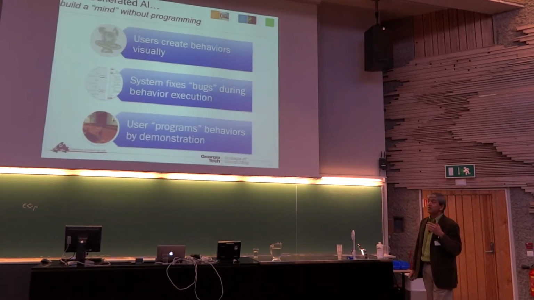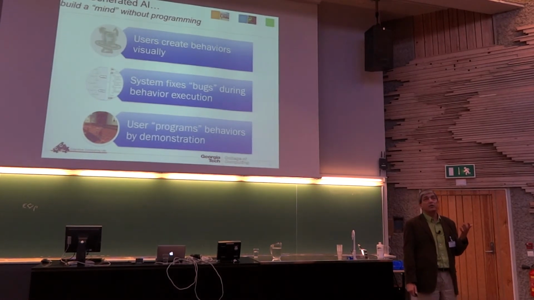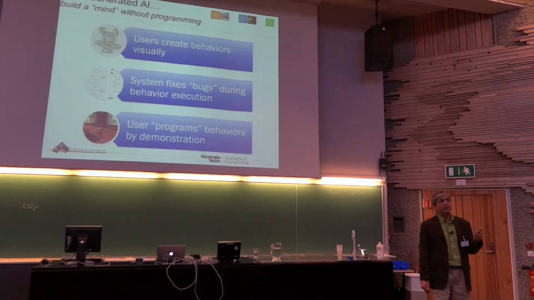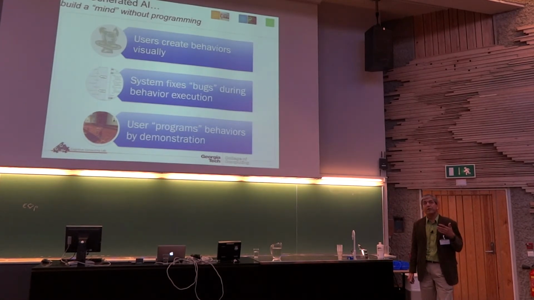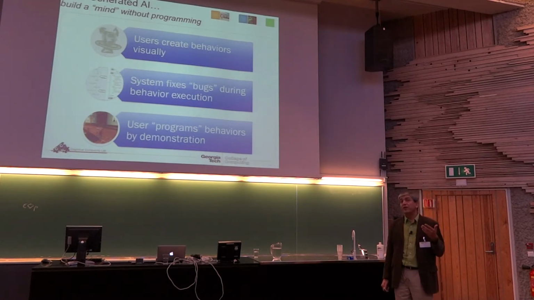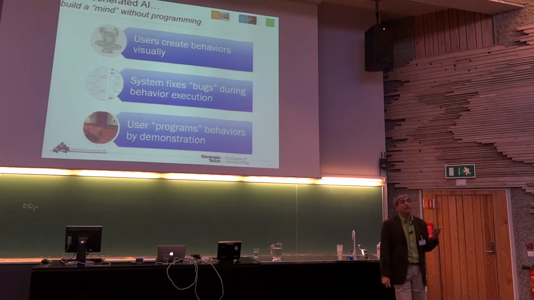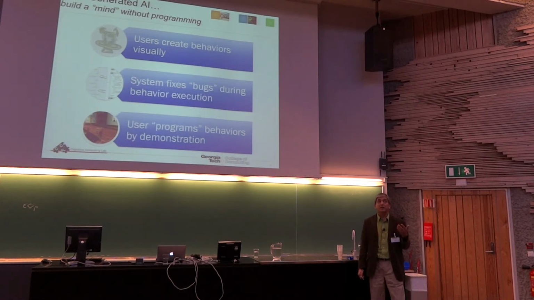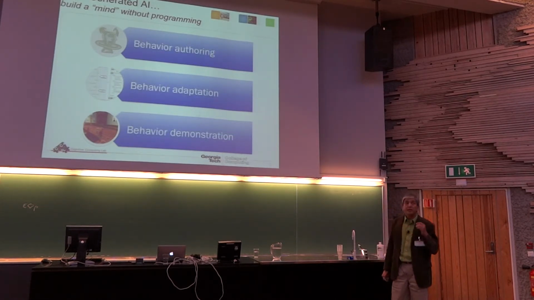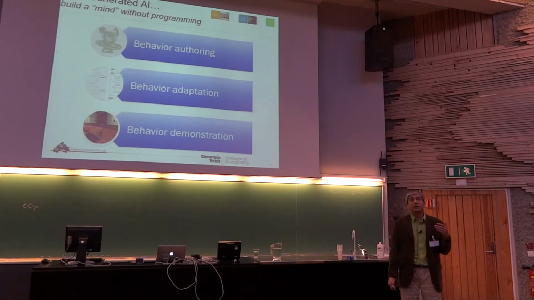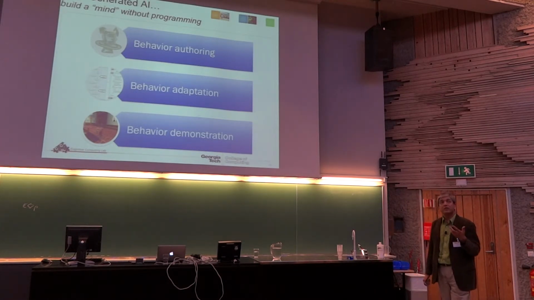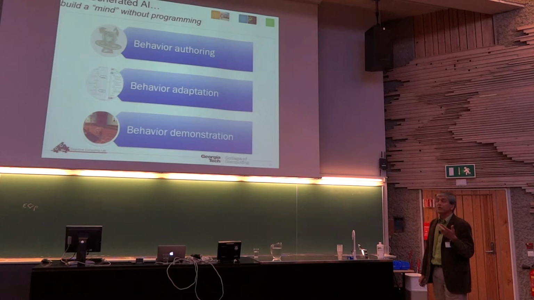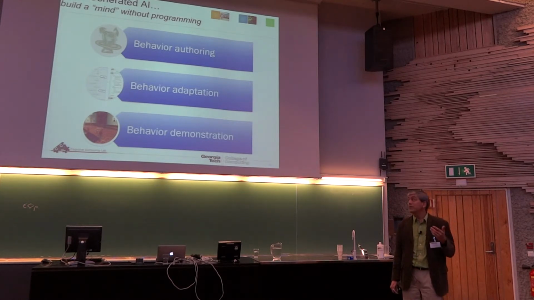Having done that, the system will fix any problems or bugs in your code automatically through meta reasoning, through analysis of what it's doing right and what it's doing wrong. And then we are also going to give a way to the user to create behaviors by demonstration. I'll show you all of these techniques in more detail, but you can think of this as a way to author these behaviors, debug or adapt these behaviors, and then create the behaviors through demonstration.